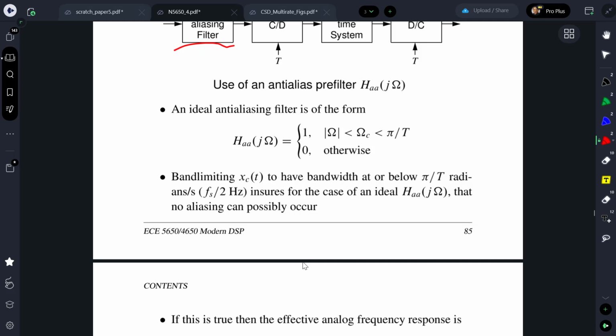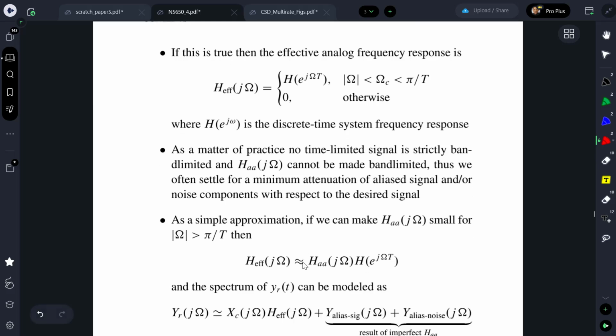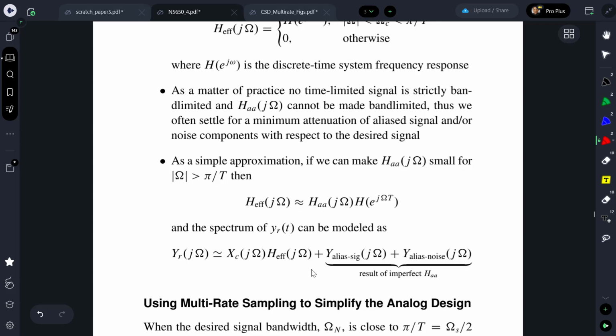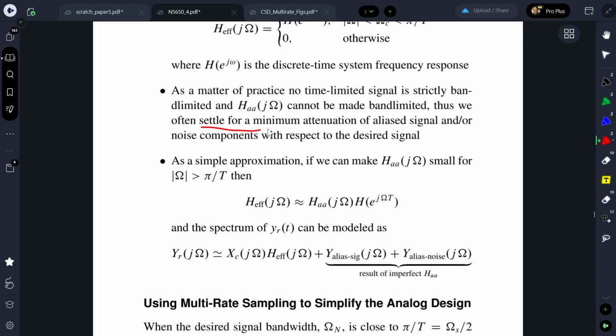So this points out the fact that we can only approximate our anti-aliasing filter, and in fact, no time-limited signal is strictly band-limited, and we can't make our filter band-limited. So in general, we're going to have to settle for the minimum attenuation of the alias signal and/or the noise components that are riding in on the input. So that's where this comes into play.